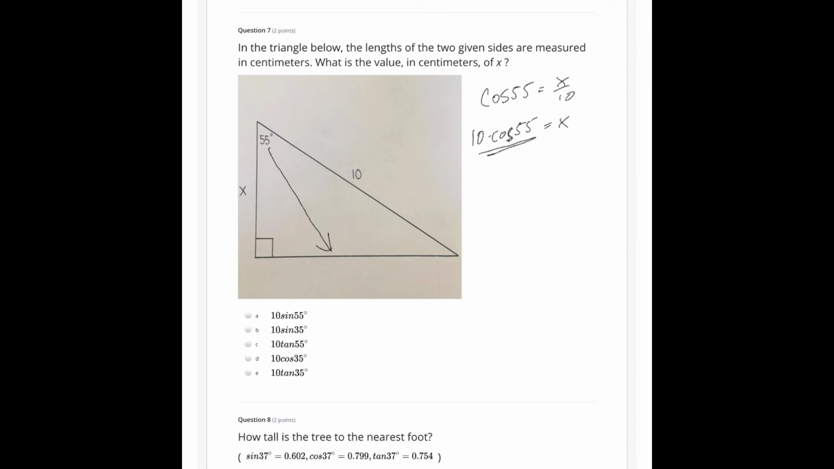And so what this question wants us to do is use this angle on the bottom, which would be 35, because you have 90, 55, and 35's left. So if 35's theta, we would do opposite and hypotenuse. So sine 35 equals x over 10. Cross multiply, we get 10 times sine 35. Okay.